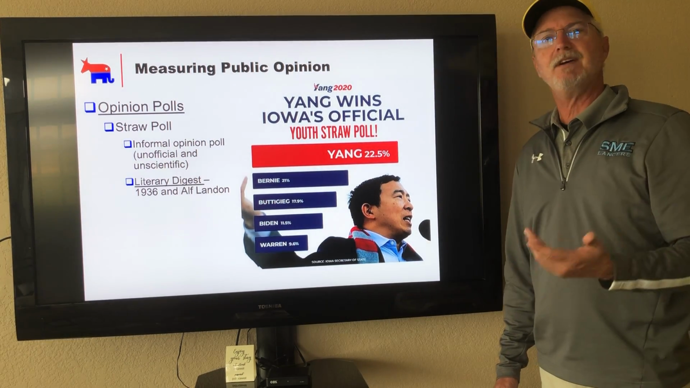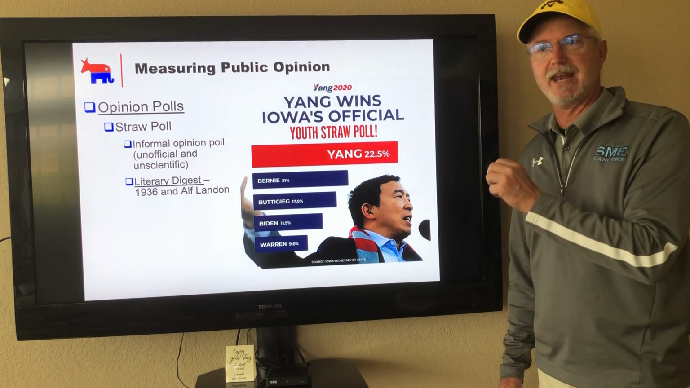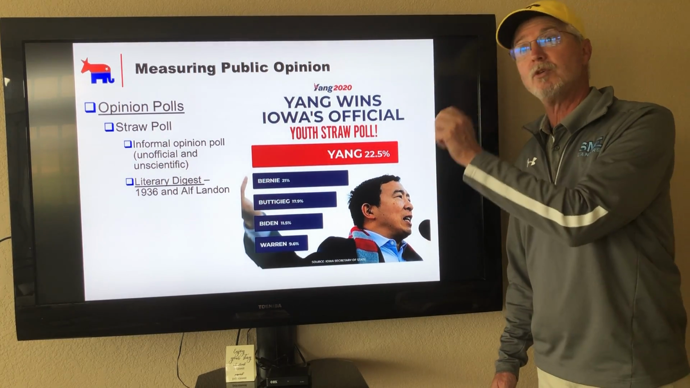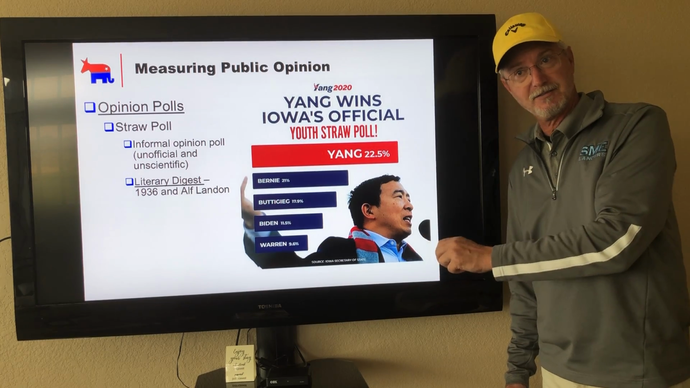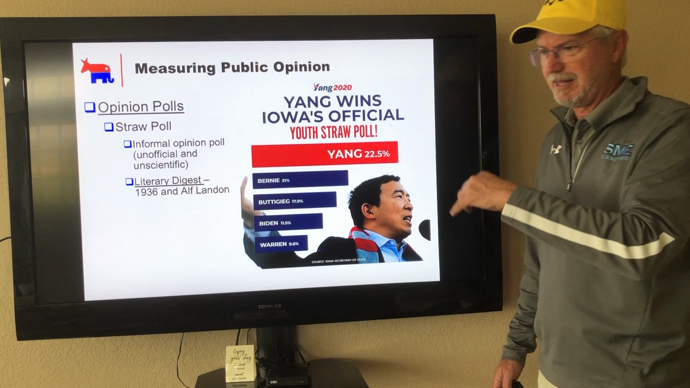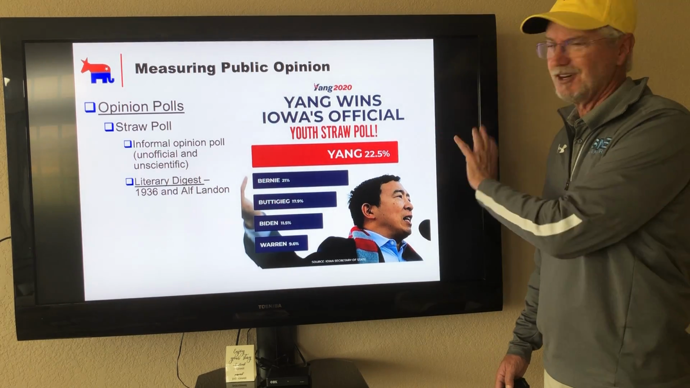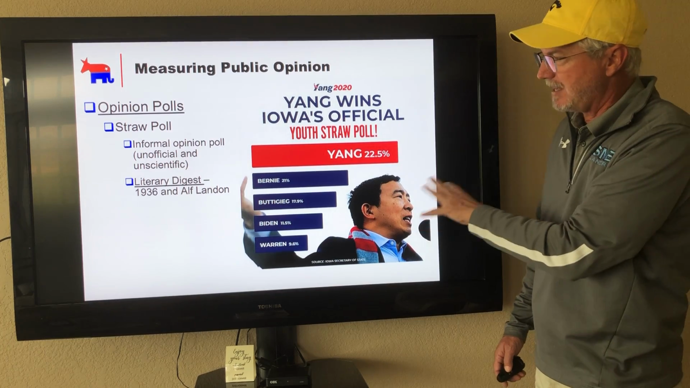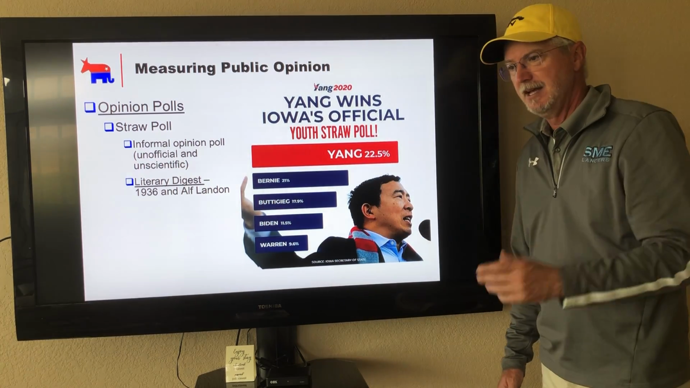Because it was at the state fair in Iowa, and the only people that had an opportunity to answer the question, who would you like to vote for, were the people at the state fair. So you can't take a straw poll and extrapolate it out to anything. But they're fun to look at. It's kind of fun to see who they think is going to win, and all these things.